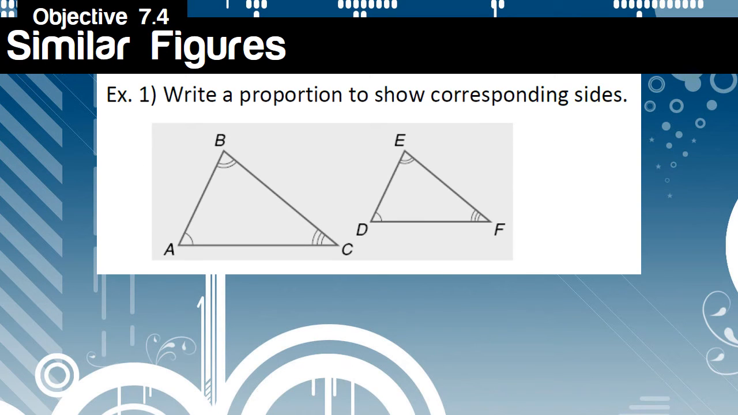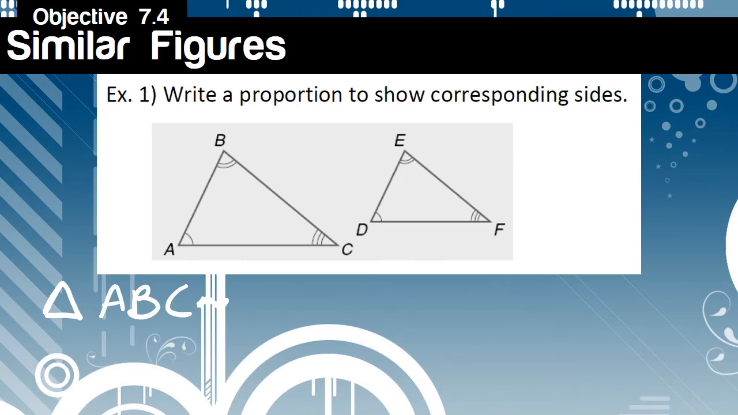Now we're given this challenge. We're going to write a proportion to show the corresponding sides. Here we have to write out what the triangle is first, and then we can write out our corresponding sides. We list triangle ABC is similar, so we have that similar sign. And remember, angle A has to match up with the angle in our second triangle, so the order of these does matter.